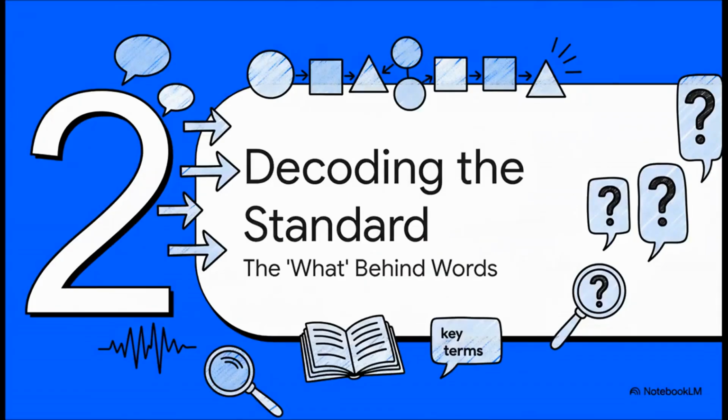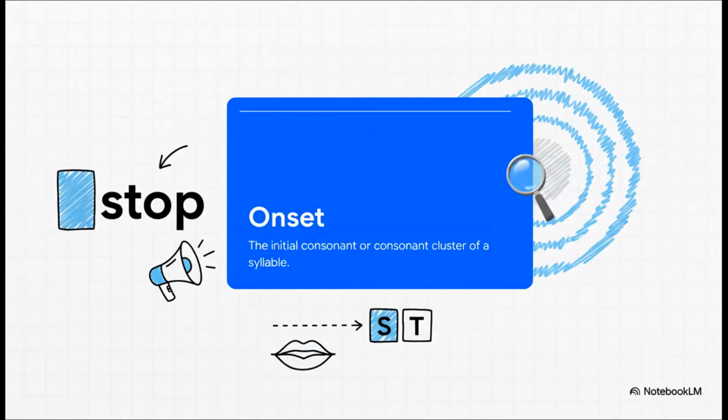All right, so we've got the why down. Now let's dig into the what. To teach this standard really well, we have to be super clear on the vocabulary. So let's just do a quick breakdown of the key terms. The onset, well, it's just the beginning sound of a single-syllable word. It's everything that comes before that first vowel sound. That's it. So in a word like stop, the onset would be st.